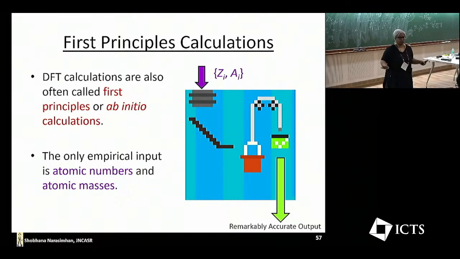Here, we don't do that. There's no experimental input at all, except for atomic masses and atomic numbers. And then you churn through the whole machinery of the calculation, and you get this remarkably accurate output.